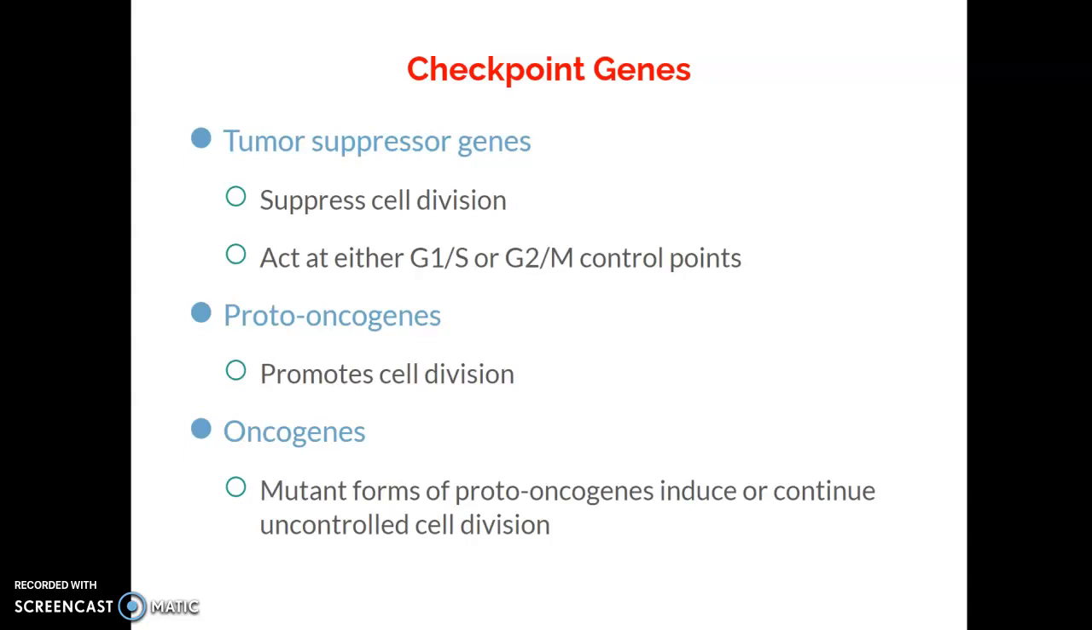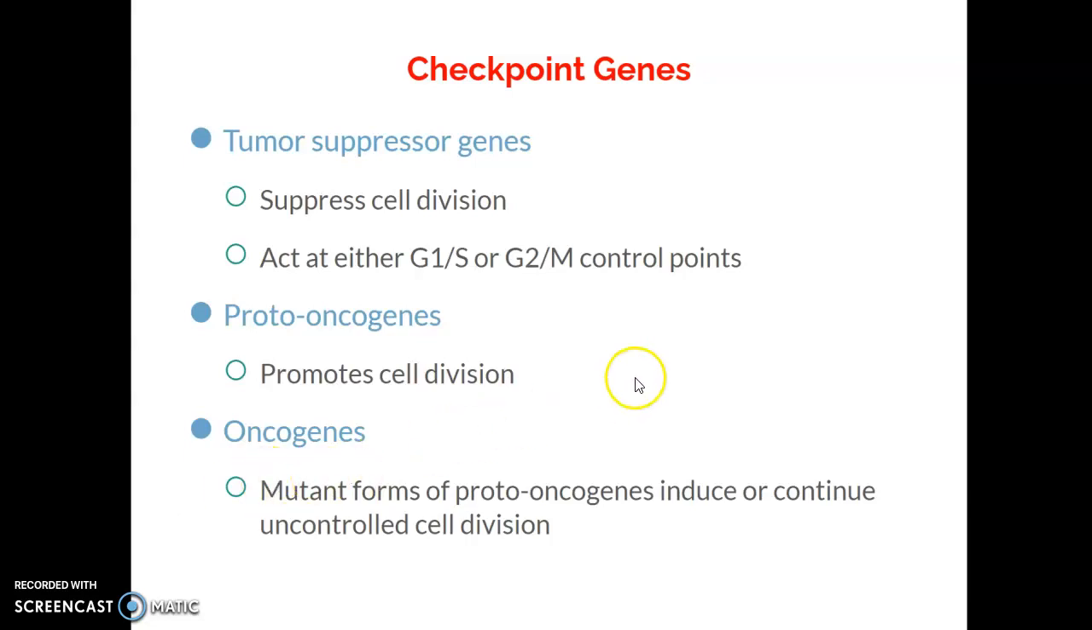And that's where we come up with the proto-oncogene, which promotes cell division. So in Jane and her brother, beta-catenin was one that we had talked about as a proto-oncogene, pushing the cell to go into division, and the APC controls it. And then an oncogene is a mutated form of the proto-oncogene that induces or continues uncontrolled cell growth. All of these are things we need to be aware of as we go forward. This is what holds those checkpoints, to not only stop the cycle but also have it go forward.